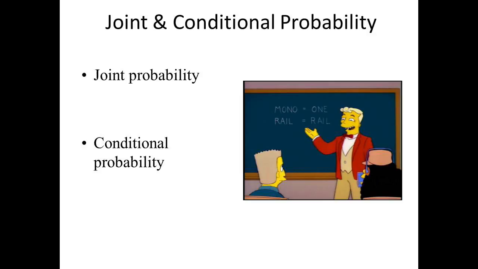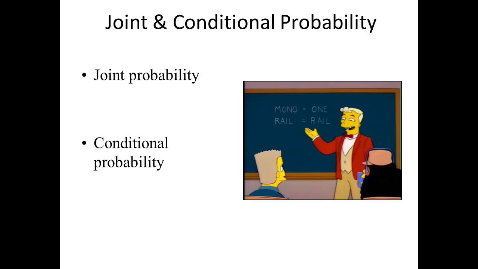Joint probability is the probability of the co-occurrence of two or more events. So the chances of being an education and a quantitative researcher, the chances of being a Star Wars fan and a Simpsons fan, basically the chances of any two things happening together.